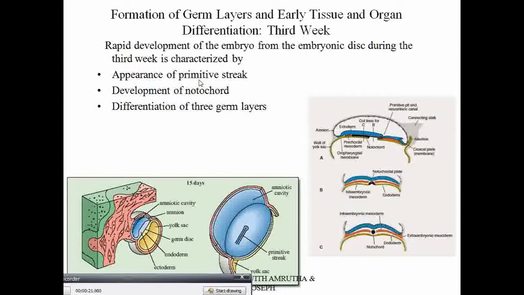Appearance of the primitive streak. Where is the primitive streak going to appear? This diagram shows that it is appearing on the dorsal aspect, that is facing the epiblast, the epiblastic region. The amniotic cavity can be seen, and the yolk sac below. In another diagram, it is shown as ectoderm. We will see how it is formed. This is the dorsal aspect and the ventral aspect. We will see in detail.